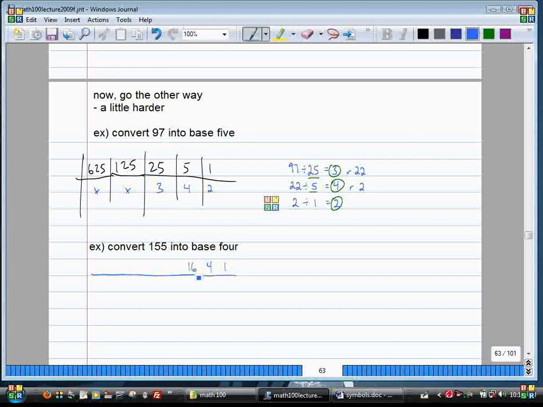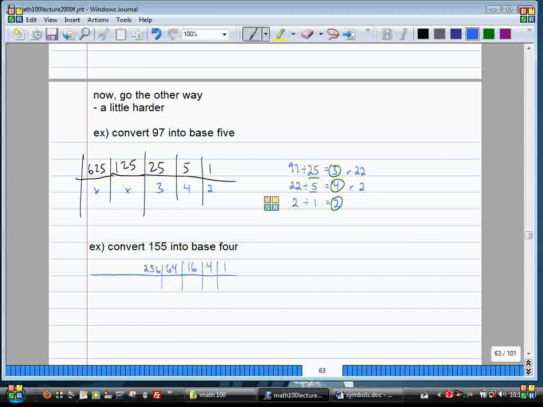1, 4, 16. Right. And by the way, how do we always get our next place value? Times 4. Not squaring it, times 4. 64. And then what's the next one? Times 4. 256. Okay. Now do we have to find the next one, or can we stop?